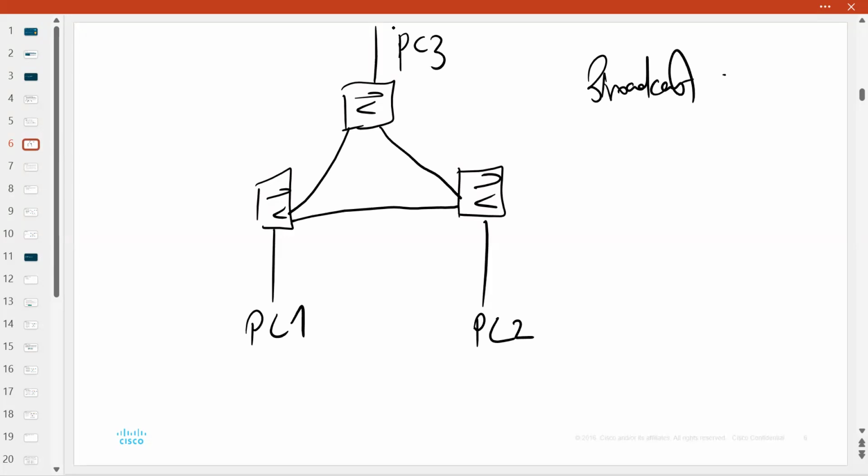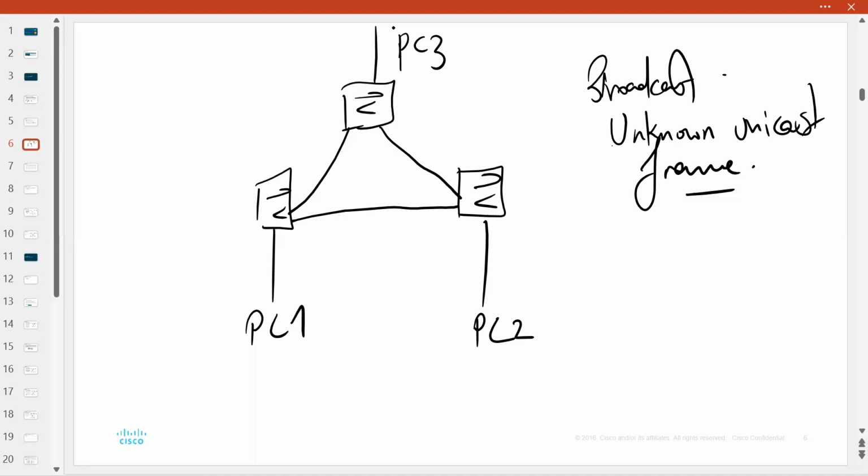A broadcast or an unknown unicast frame. We can use these two to explain best what a loop is. Right, using a broadcast. So let's say this is a layer 2 network where PC2 wants to send a broadcast. In fact, it sends a broadcast in the network.